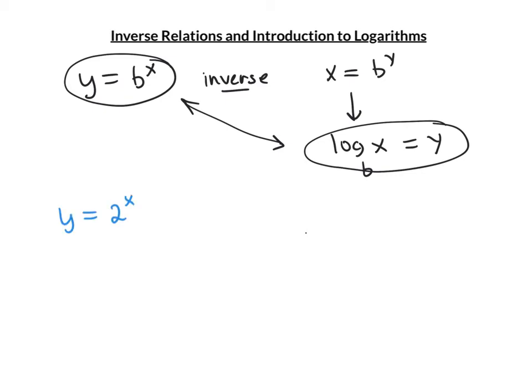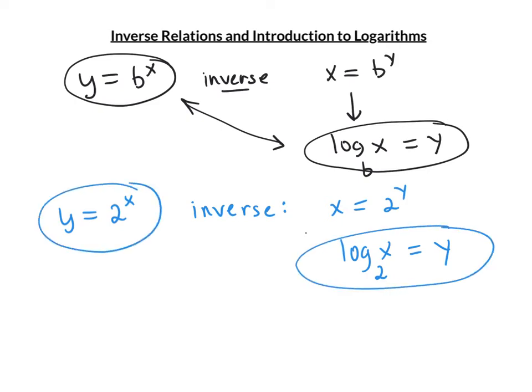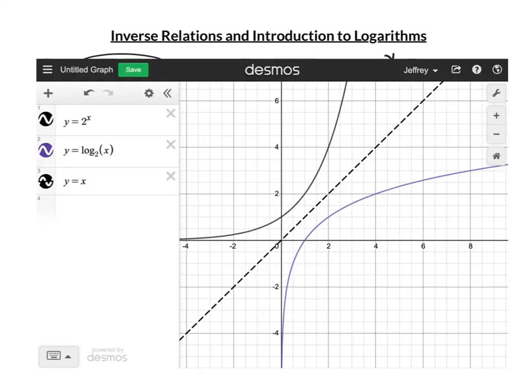Let's take an equation like y equal 2 to the x and find its inverse. Swap the variables. It becomes x equals 2 to the y, and then we'll put that in logarithmic form. This is the log. The base of my expression is 2. The log is equal to an exponent. That's y. The log base 2 of x equals y. And let's look at these two graphs in Desmos. Aren't they beautiful? Perfect reflections of the line through y equal x.